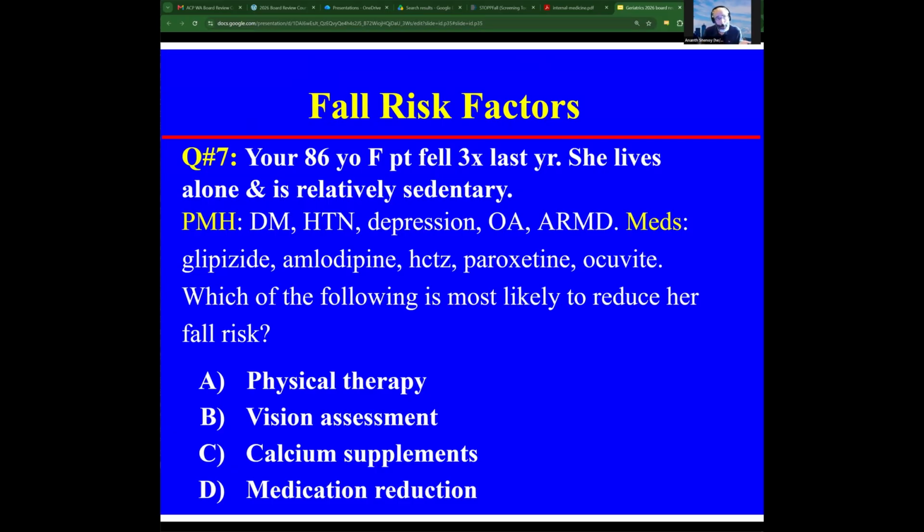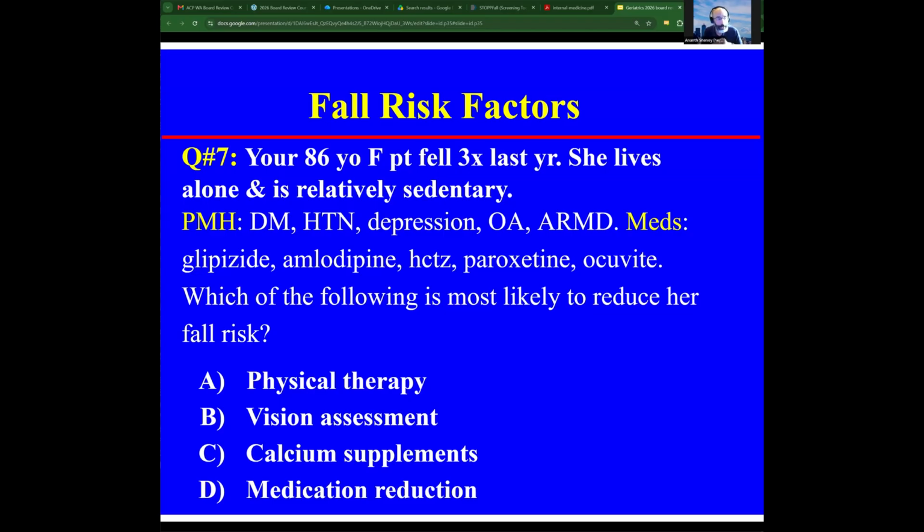So we find out our patient is falling. In this case, we have an 86-year-old. They've fallen 3 times in the last year. They live alone. They're pretty sedentary. Their past medical history is notable for diabetes, hypertension, depression, osteoarthritis, some macular degeneration. Kind of everything you would not be surprised to see in an 86-year-old. Their medications: they take glipizide, amlodipine, hydrochlorothiazide, paroxetine, and Ocuvite for the macular degeneration.